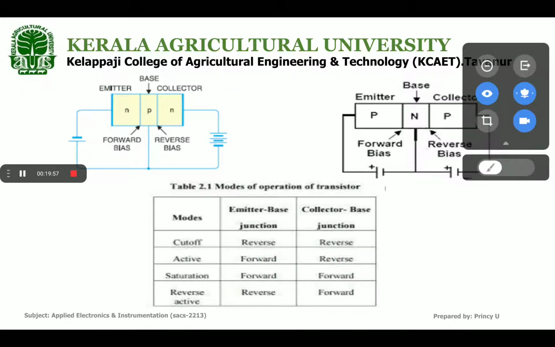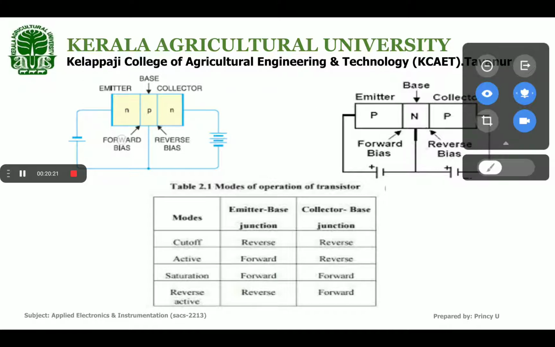Now let us ignore the section. Just consider an NPN transistor. Let us ignore the presence of this emitter base junction. Then practically no current would flow in the collector circuit because of the reverse bias.